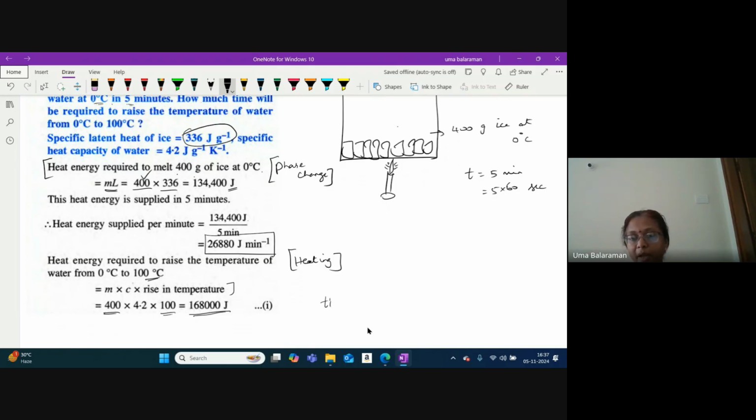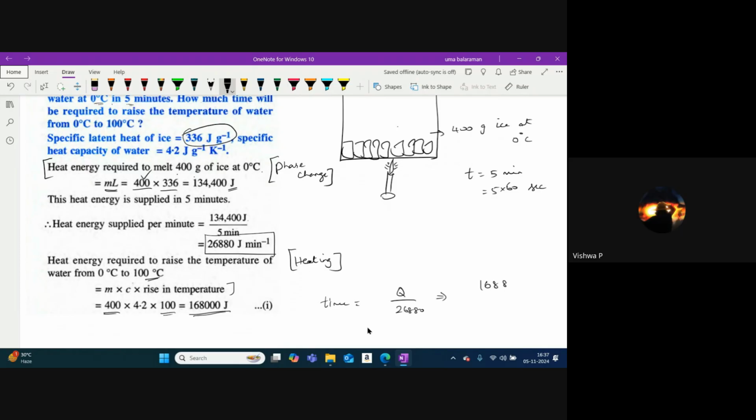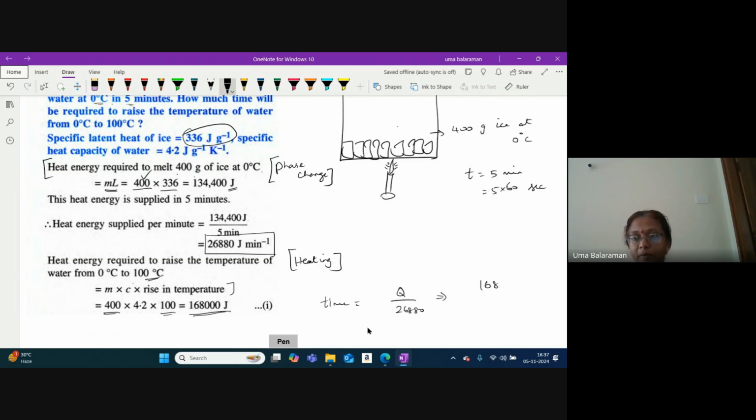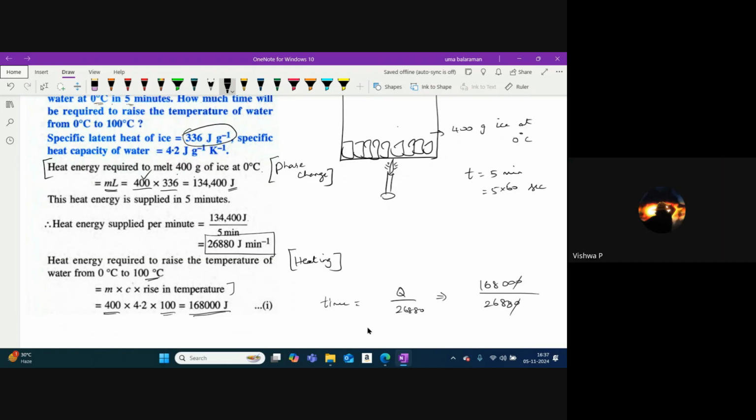So time required is equal to Q divided by 26880. You agree? Vishwa? Yeah, ma'am. 168,000 divided by 26880. Yeah, ma'am, I understood this.